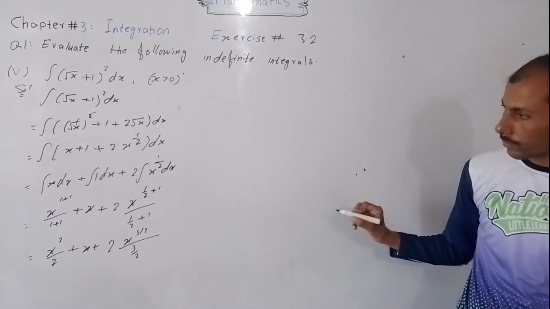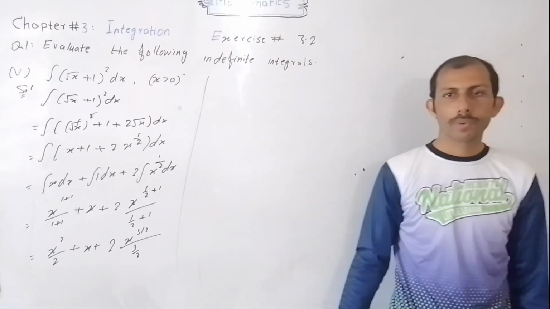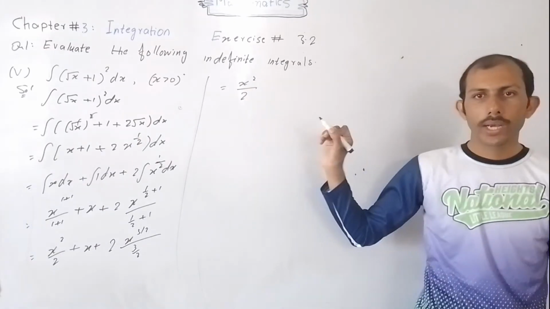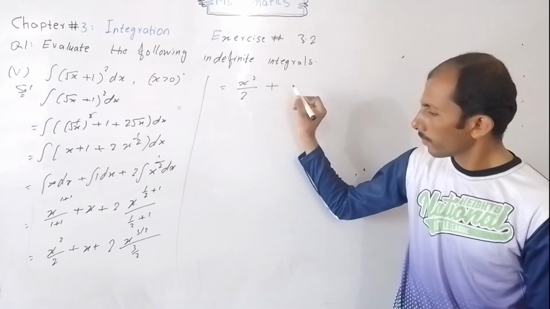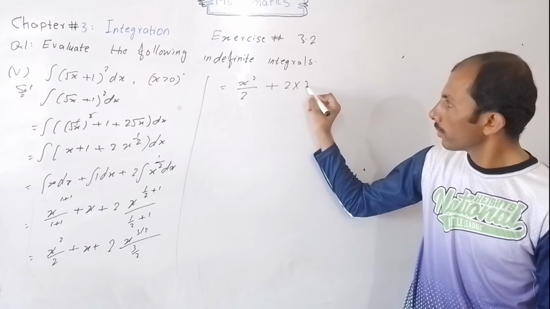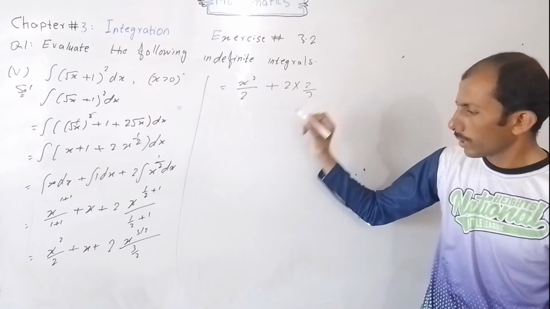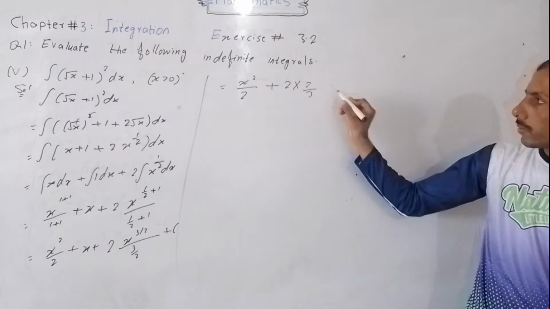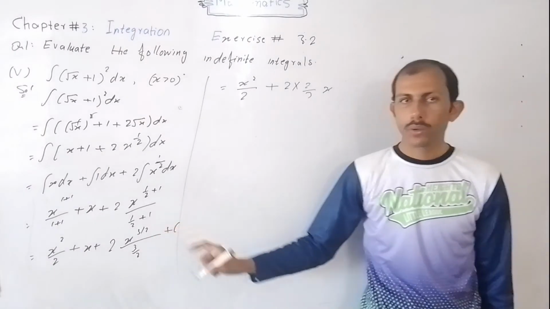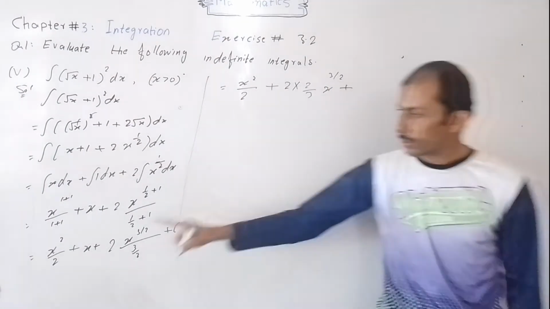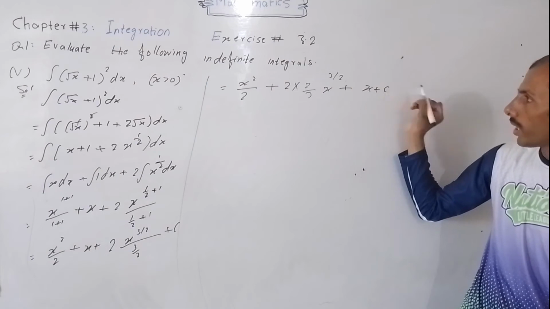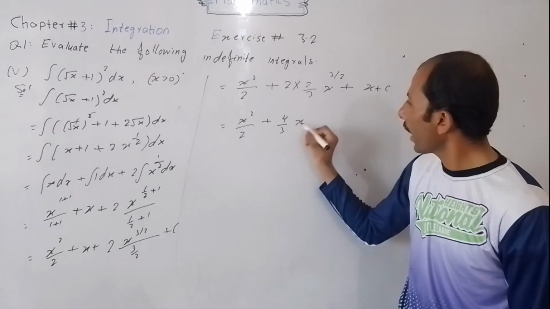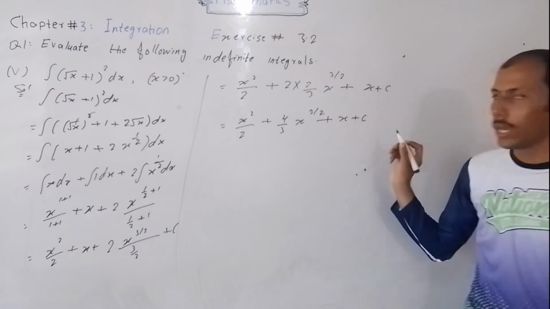Next, which is equal to x squared divided by 2 plus 2 into 3 divided by 2, the denominator can also be written in the form of a numerator, so 2 times 2 divided by 3, x power 3 divided by 2, plus x plus c, which is equal to x squared divided by 2 plus 4 divided by 3 x power 3 divided by 2 plus x plus c, which is the required solution.